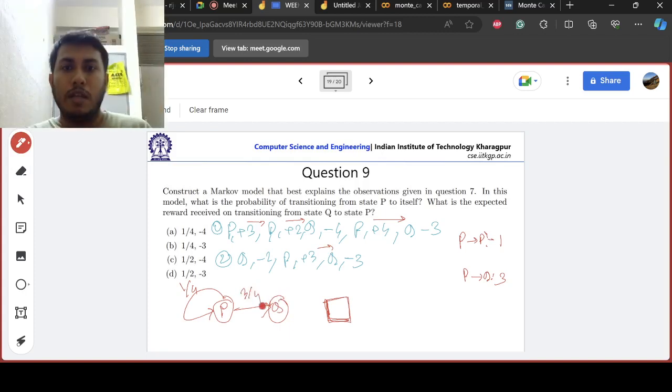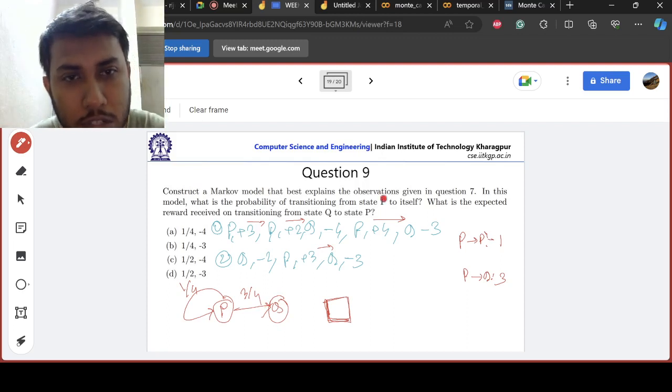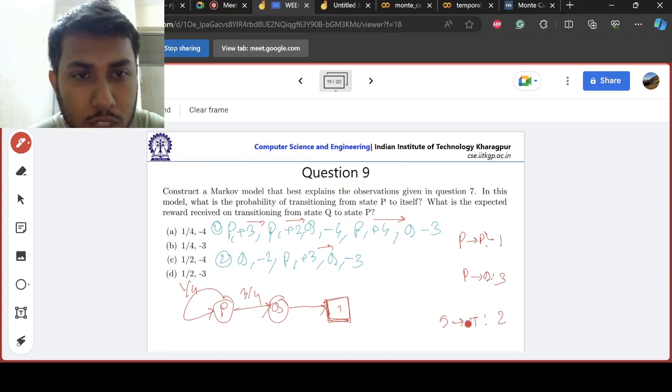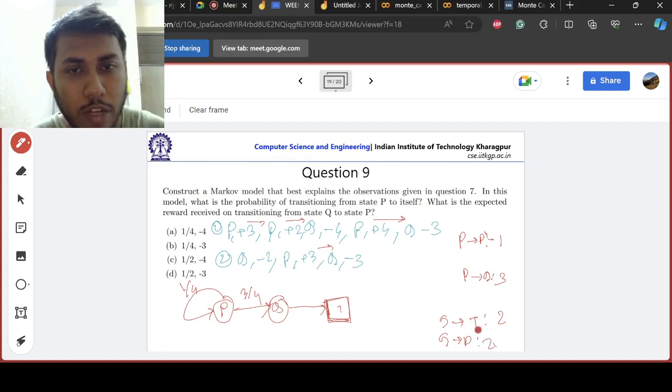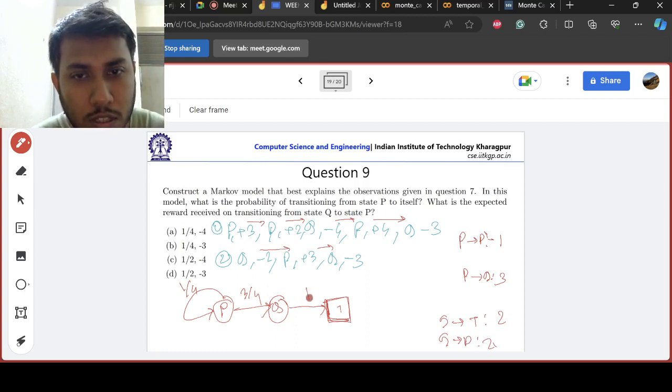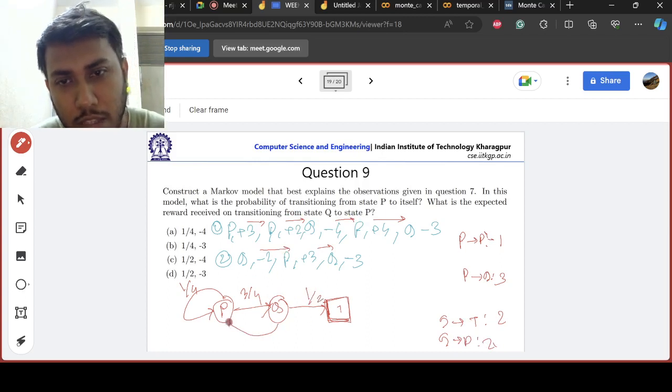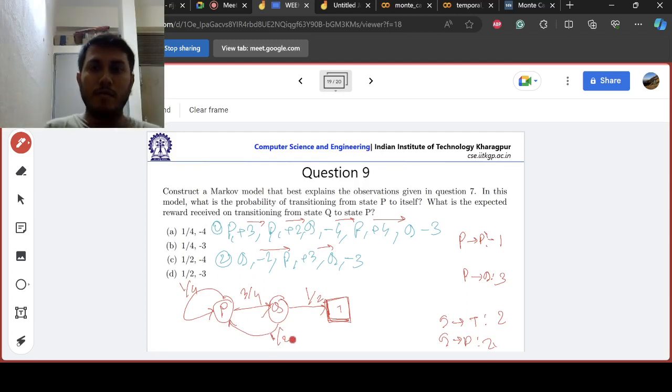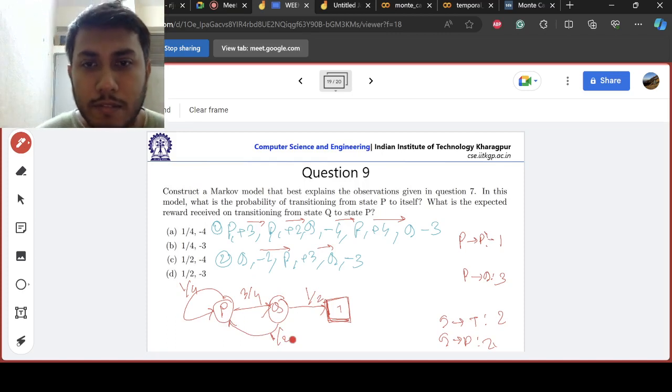Okay. Now from Q, Q ends 2 times. So Q to T, this is T, is 2 times. Other times it is Q to P. Q to P 2 times. Here is one Q to P, another is here Q to P. So this transition probability is half, and this transition probability is half. Okay.